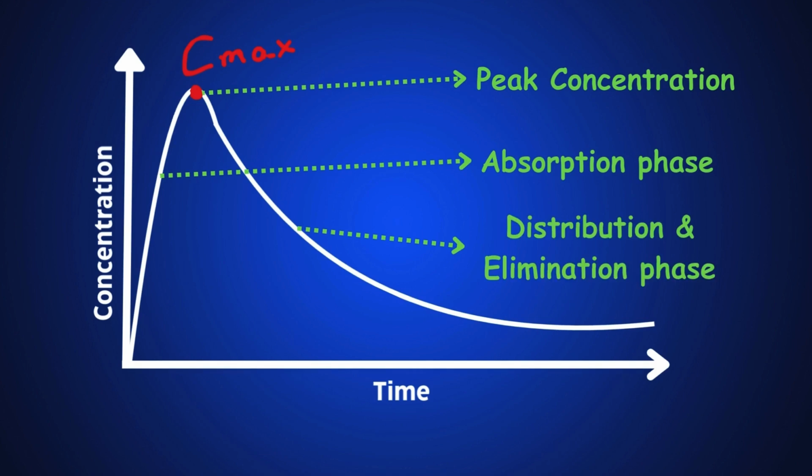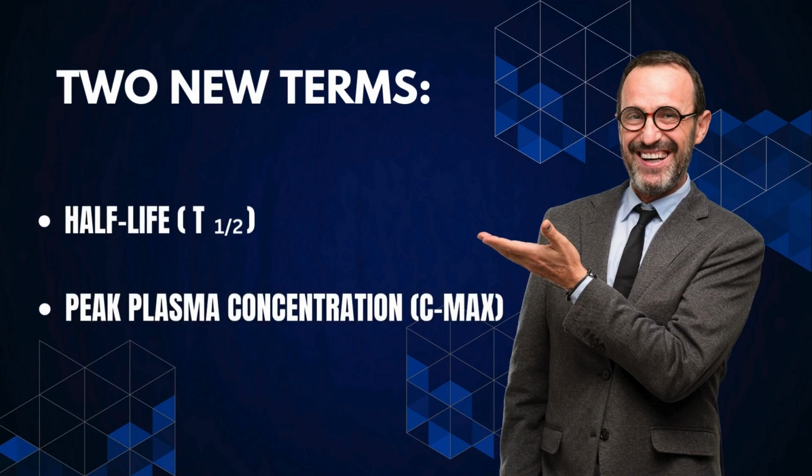3. Distribution and elimination phases. Once the drug reaches its peak, it starts to be distributed to tissues and organs. Then, the body starts to break down the drug, usually in the liver, and eliminate it, often through the kidneys and urine. During this time, the concentration in the blood slowly starts to drop. And in this plasma drug concentration versus time profile, we can also get half-life. Here, we got 2 new terms, half-life and peak plasma concentration.